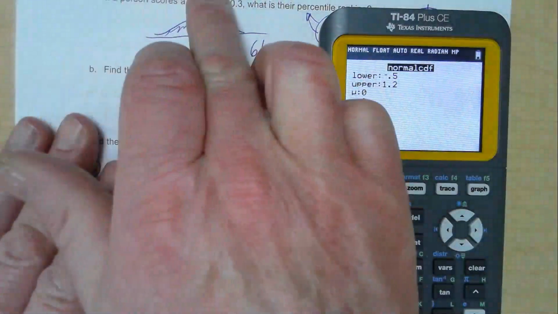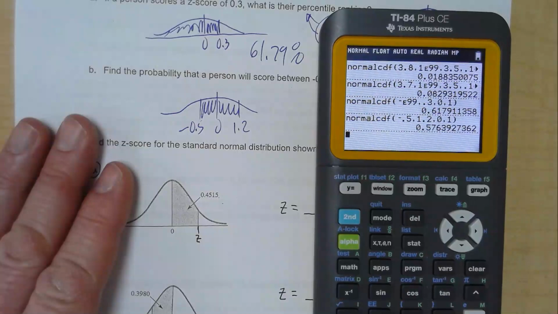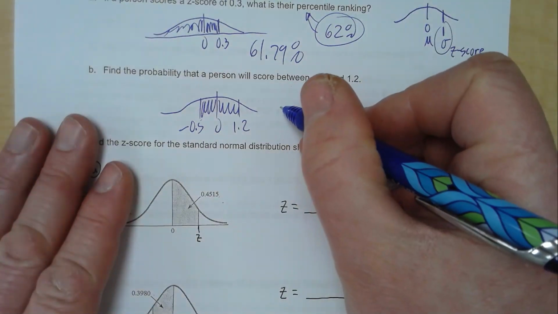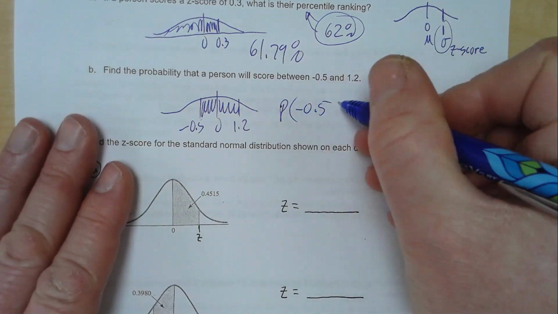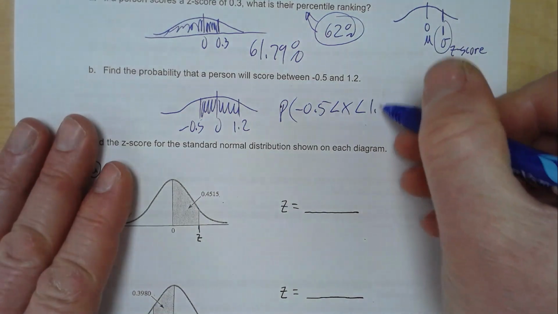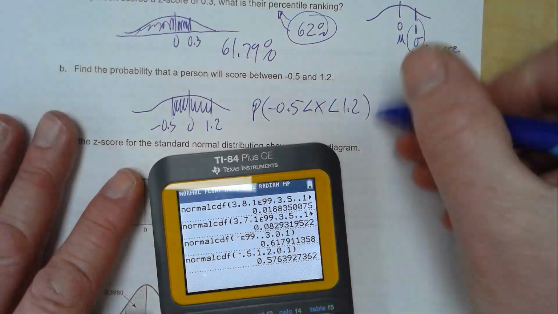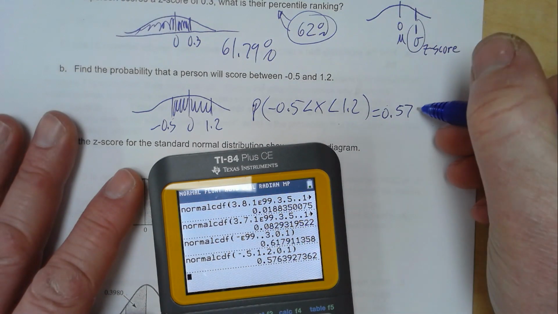So a certain medical procedure follows the standard normal curve. Boom. So 57% chance of doing that. So the probability that negative 0.5 is less than x, which is less than 1.2, the chance between that is 57%. So it's 0.5764.